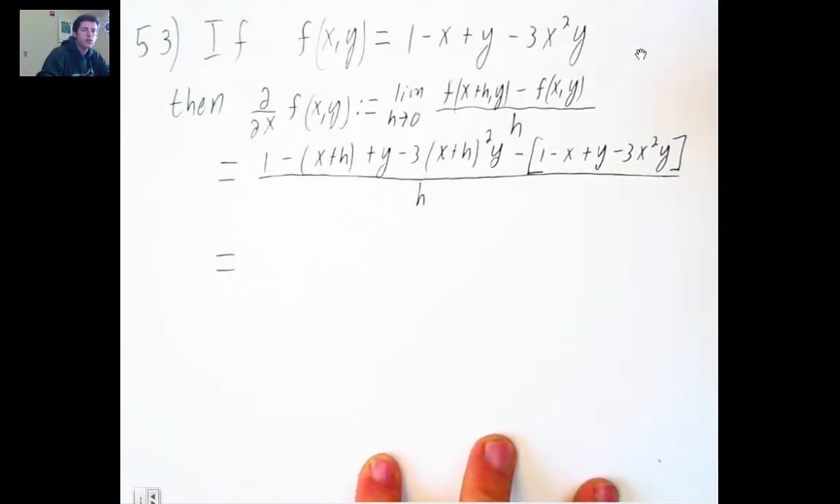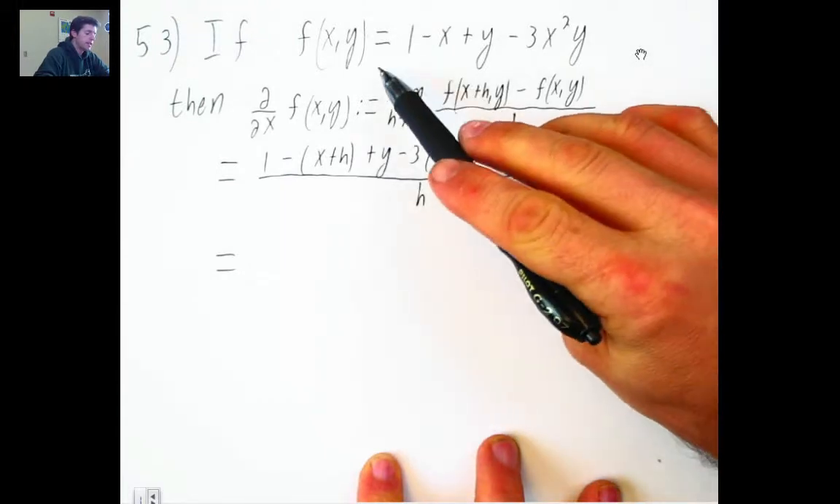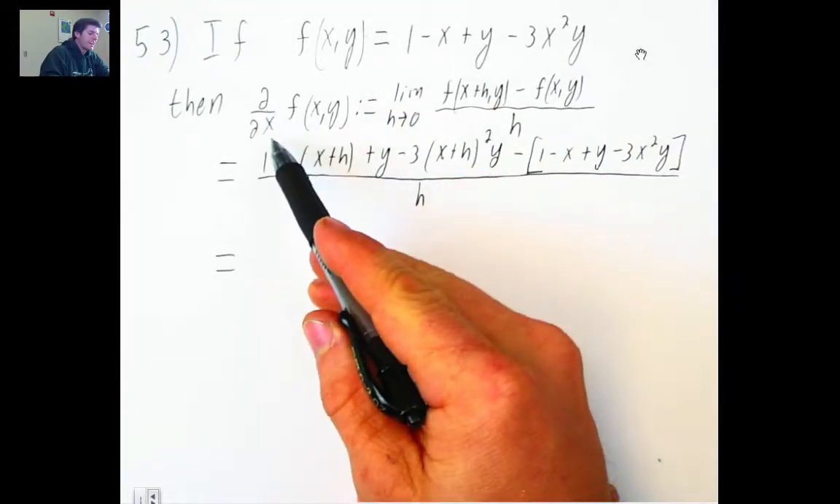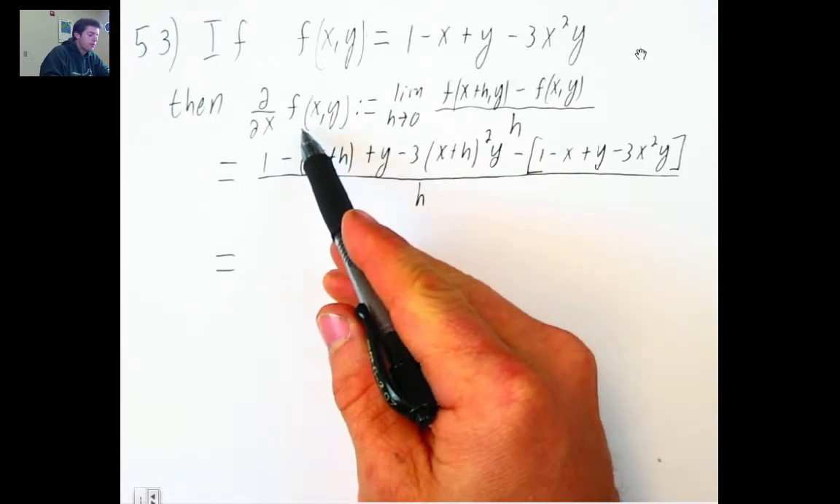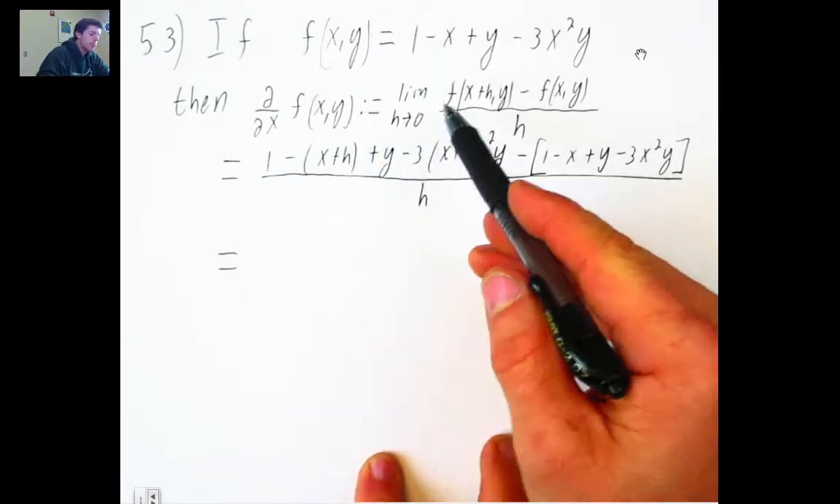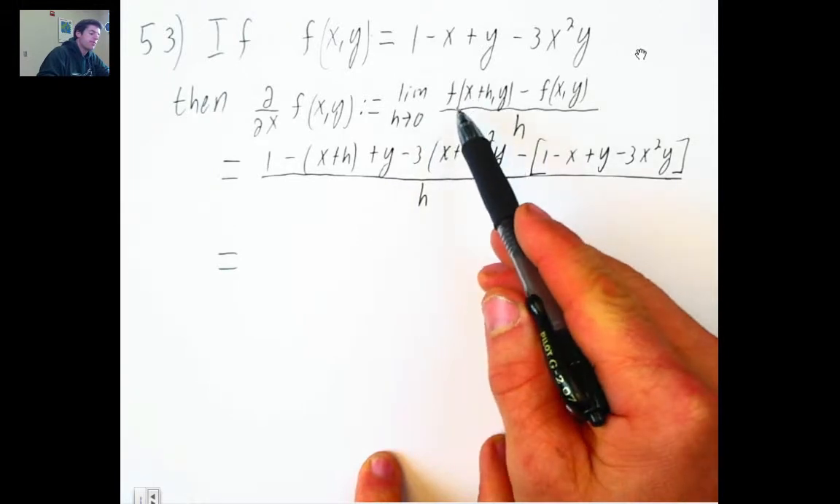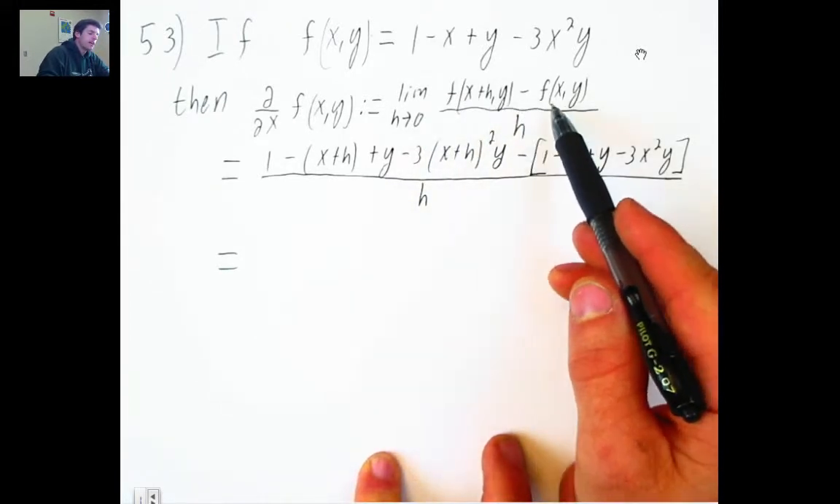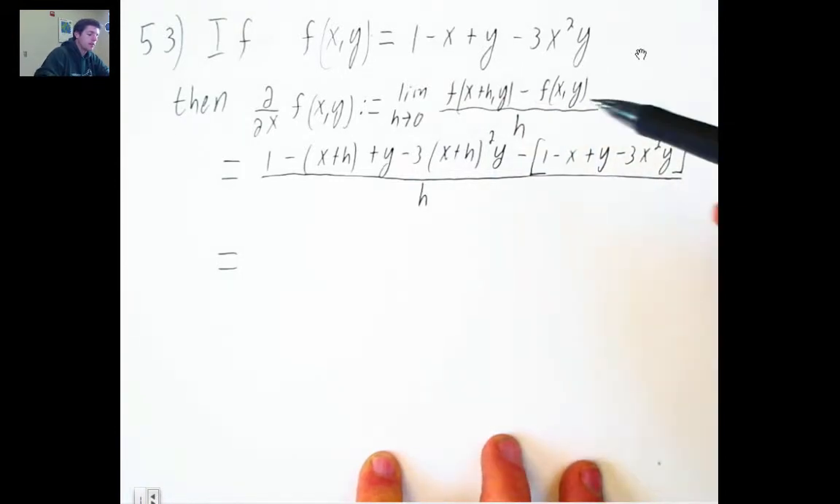53, my instructions are to use the limit definition of the derivative to find the partial derivatives with respect to x and with respect to y of this function. Okay, the partial derivative with respect to x of f evaluated at (x, y) is defined to be the limit as h goes to 0 of f evaluated at (x plus h, y) minus f of (x, y), over h. And that is to say, you're only going to let the value of x vary.